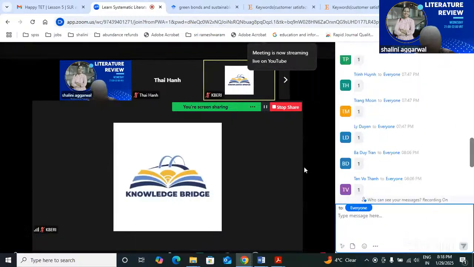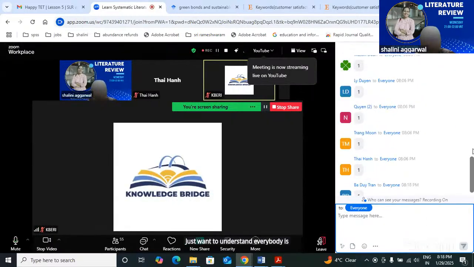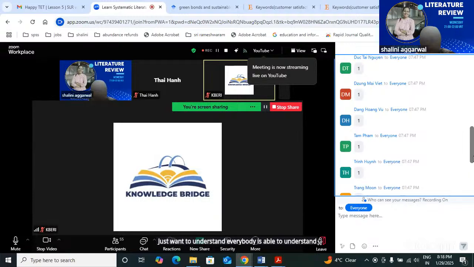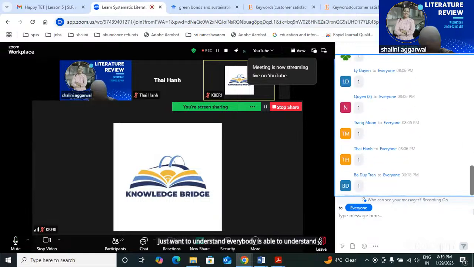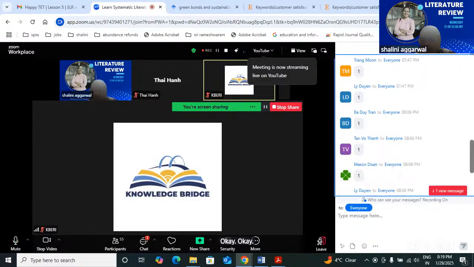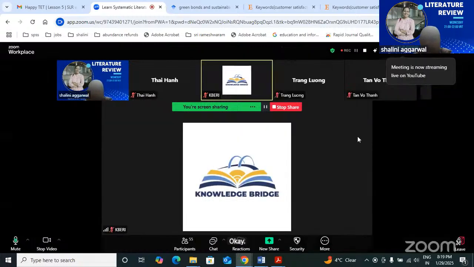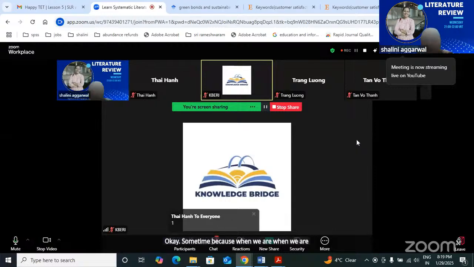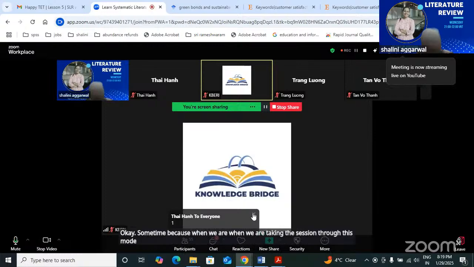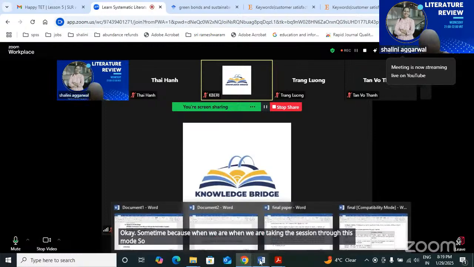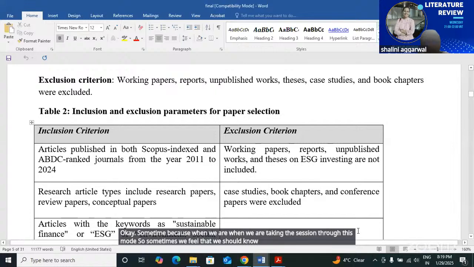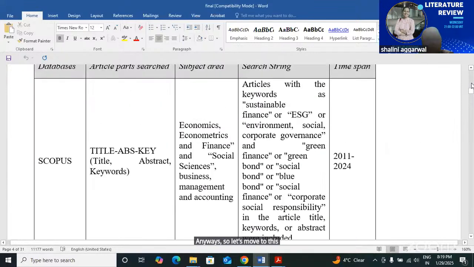Everybody is able to understand, na? Just want to understand. Okay, okay, okay. Sometimes, when we are taking the session through this mode, we feel that we should know whether you people are there or not, right? And whether you are able to understand it or not. Anyways, let's move to this part.